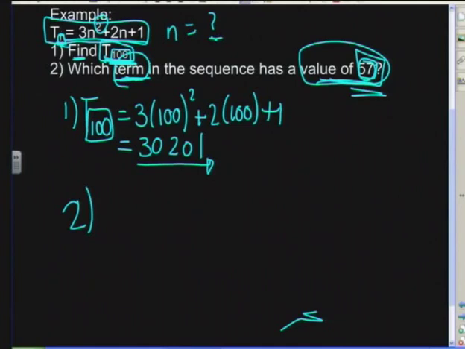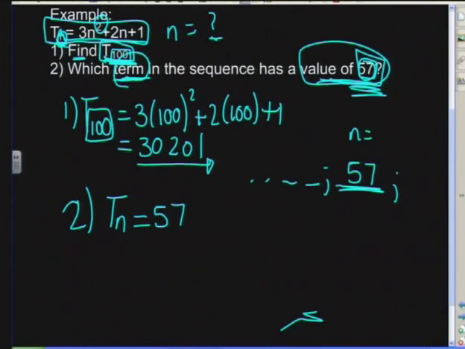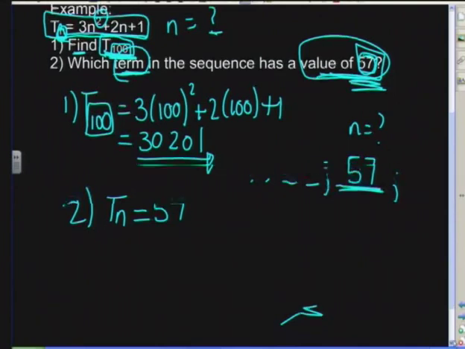Remember, n is just a placeholder. We don't know which term in what position has a value of 57. So we want to find out which position term has a value of 57. So in other words, we've got our sequence of numbers. Somewhere in the sequence, one of the terms is 57. We need to find out where that term sits. Okay, so in other words, Tn is equal to 57 and we're solving for n.